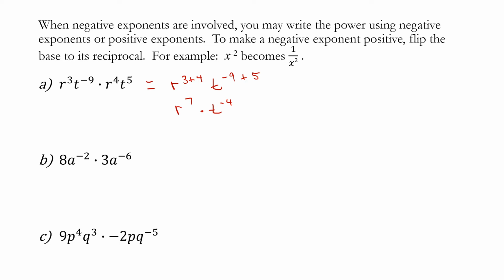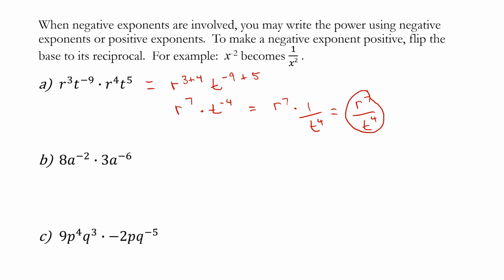Now, simplifying this further, if I want it as a positive exponent, that becomes 1 over t to the 4th. So this becomes r to the 7th times 1 over t to the 4th. Now r to the 7th times 1 over t to the 4th, well, r to the 7th times 1 is just r to the 7th, so it really becomes r to the 7th over t to the 4th. And that's our answer to that one.